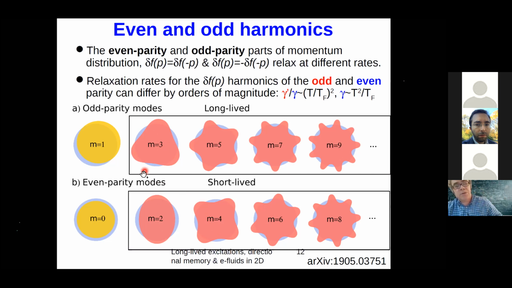What we need to understand is how to understand that behavior when these modes are in the ergodic regime, where all the memory is lost, whereas those modes barely begin to relax. So that's the unique aspect of the two-dimensional Fermi system.